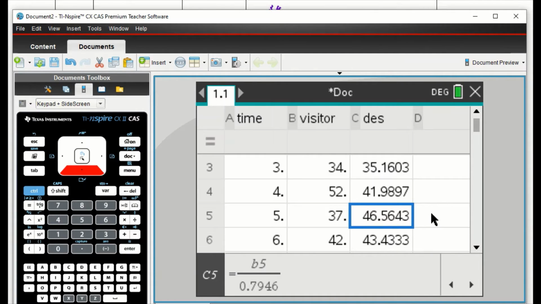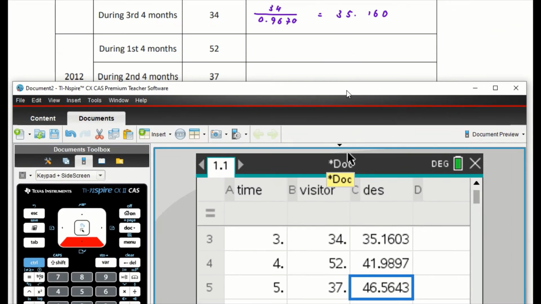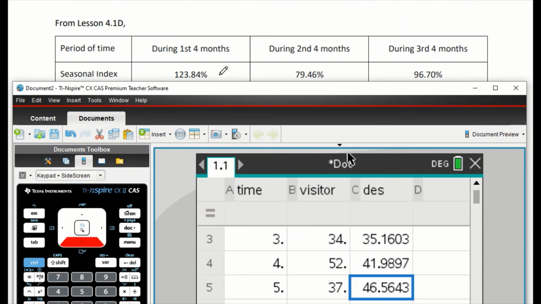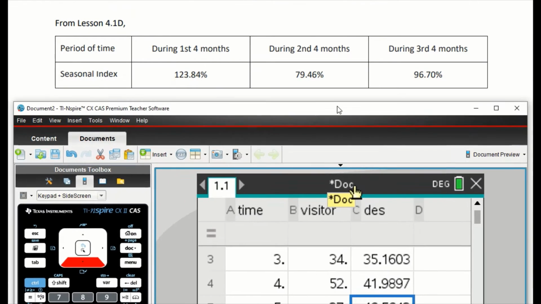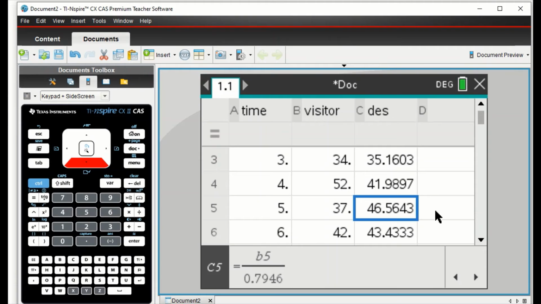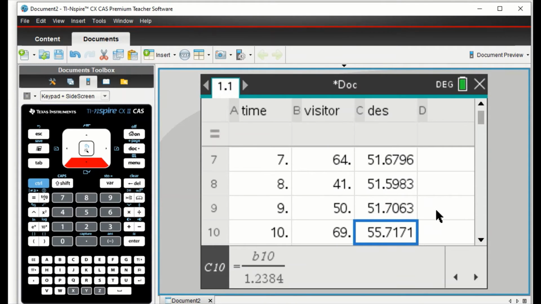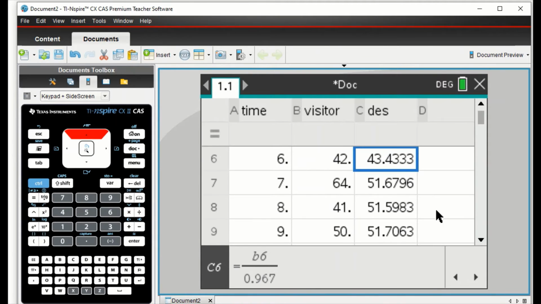So this is B5. So the fifth value is going to be the second 4 months. So you are using 0.7946, right? So that's why this is correct. So you just check it out. Go through everything, make sure that everything is dividing correctly.